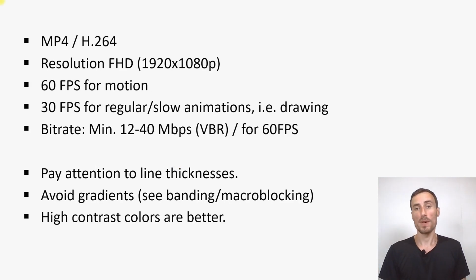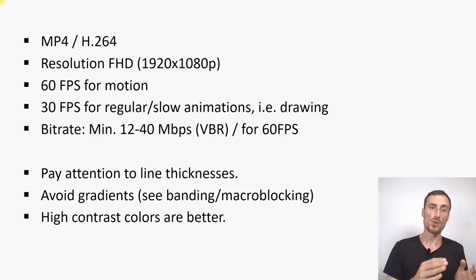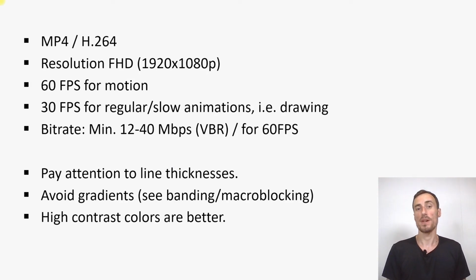For working with Processing, choose the resolution FHD 1920 by 1080, 60 frames per second for motion, or 30 frames per second for regular or slow animations, that is drawings especially. And then when you export things, choose a very high bitrate, 12 to 40 megabits per second at a variable bitrate, and this would be for 60 frames per second. And I would also do the same for 30 frames per second, because if you upload it somewhere, the encoders from YouTube or other platforms usually need more information to work with.